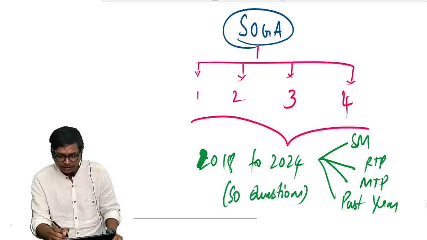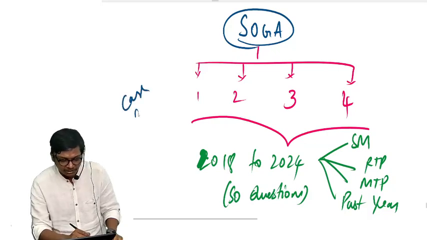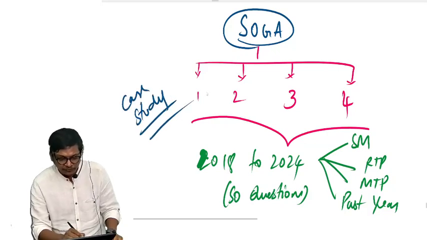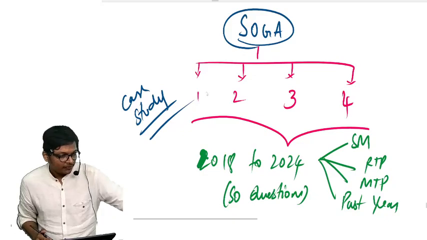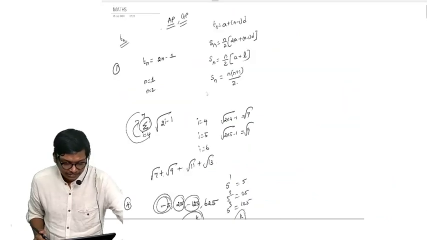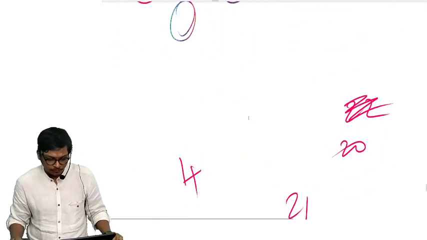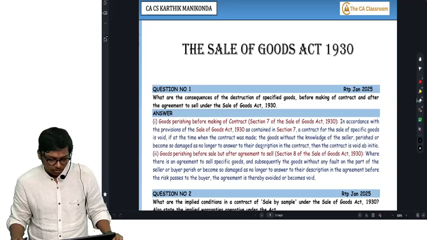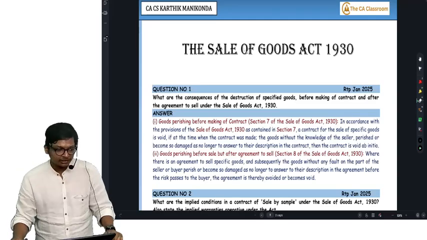Predominantly, what type of questions have we summarized? Case study. Here and there, a few direct questions will be there. We are going to discuss these case study based questions. This is the PDF where we're going to discuss. We'll start off, guys.